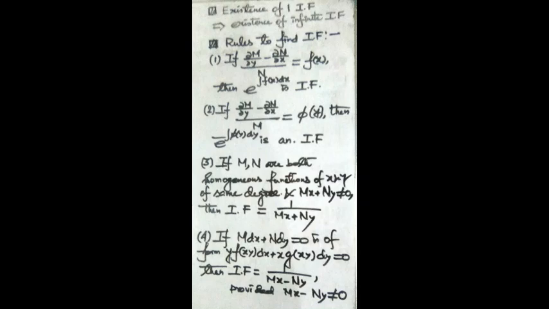For the third point, suppose M and N are both homogeneous functions of x and y of the same degree and the expression Mx plus Ny is non-zero. In that case, the integrating factor will be the reciprocal of Mx plus Ny. And in the fourth case, suppose the equation is of the form y times f(xy) dx plus x times g(xy) dy equals 0. In that case, the integrating factor will be the reciprocal of Mx minus Ny, provided that the denominator is non-zero. So these are the basic rules to find integrating factors.